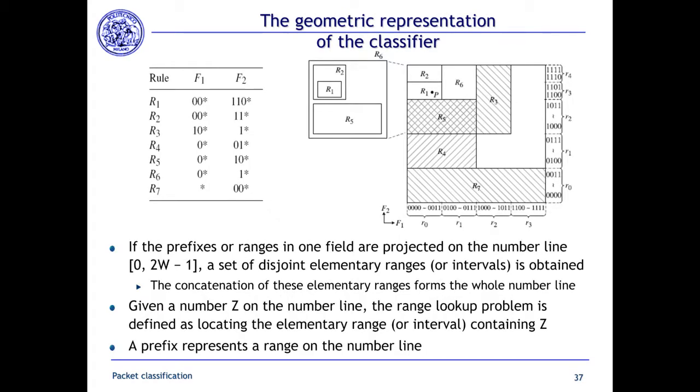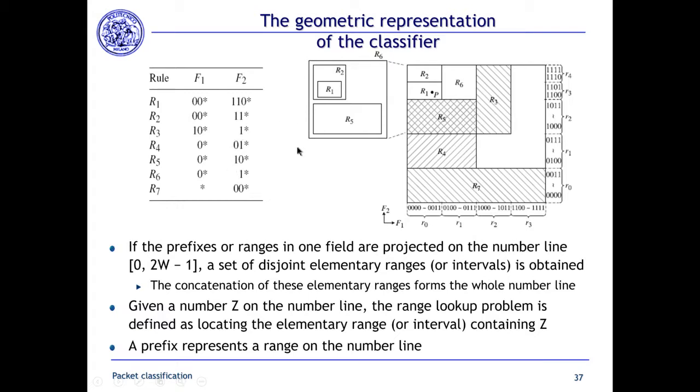So let's go more in depth into the technique, and as usual we consider a specific example. Here we have a classifier with a set of rules. These are only two fields. We can use only two dimensions, otherwise we cannot give any visual evidence of the problem.